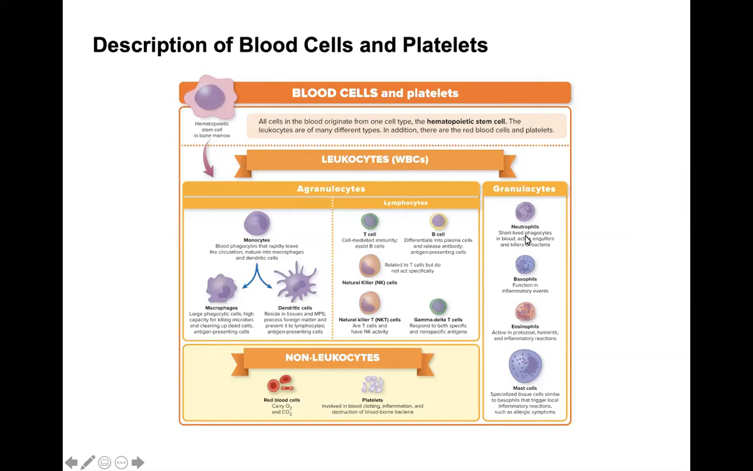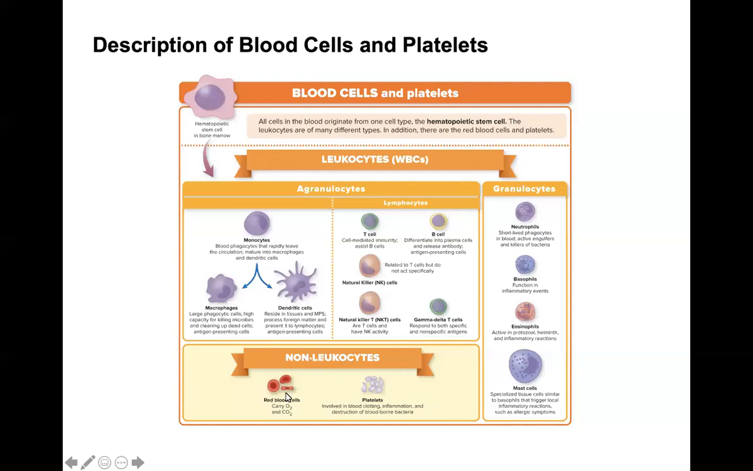Your granulocytes, these are your neutrophils, basophils, and eosinophils, as well as a fourth one called mast cells. Neutrophils, these are very short-lived phagocytic cells in the blood. They typically show up to sites of infection first. They are active engulfers and killers of bacteria. Basophils will function in inflammatory events, and eosinophils are active in parasitic infections such as protozoa or helminths. Mast cells, these are also going to be very active in the inflammatory response, and they oftentimes are what are elevated when we talk about allergies.